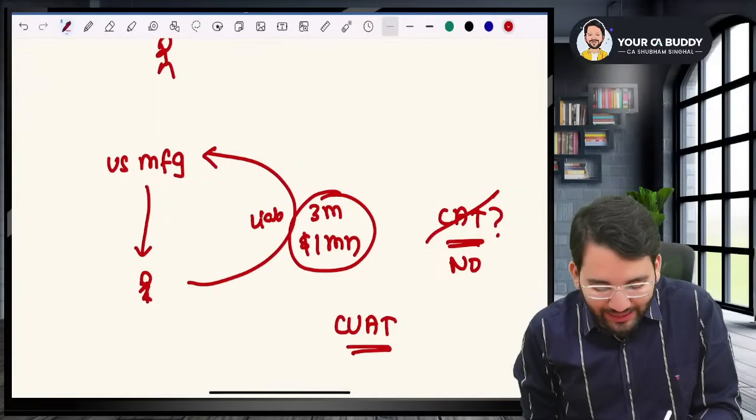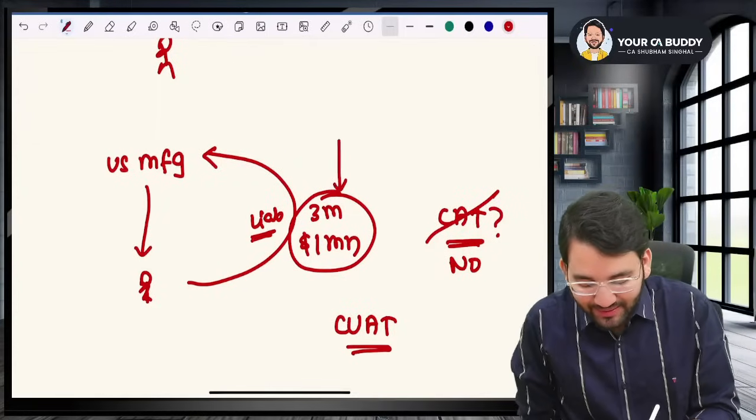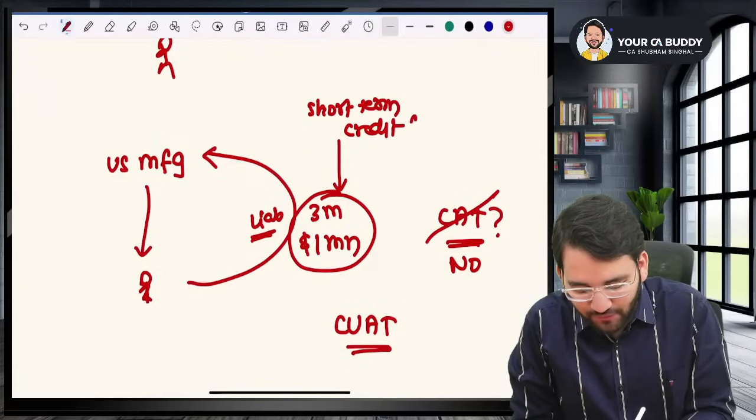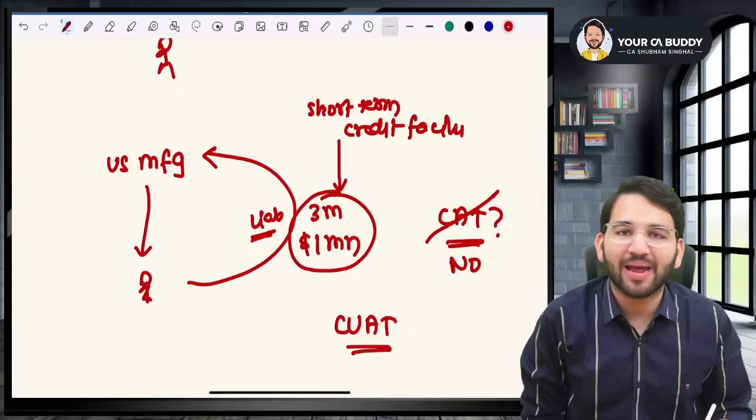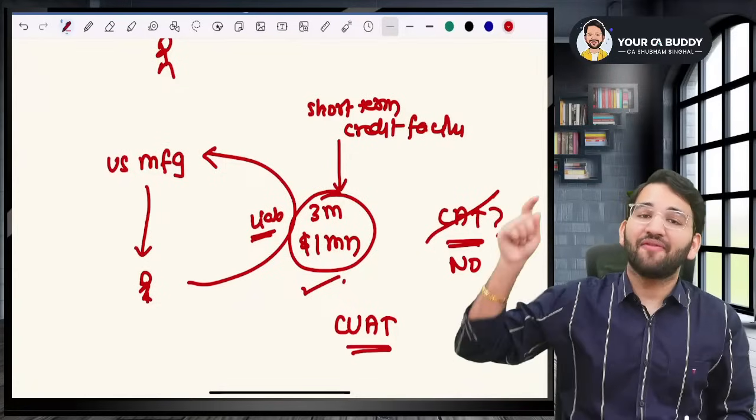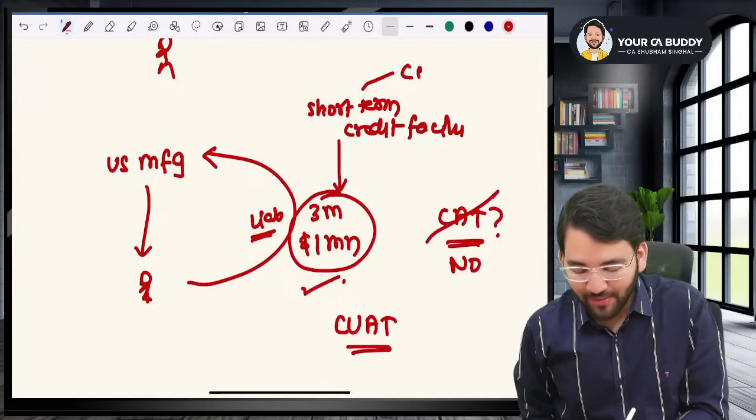No, my liability is getting created. No, but sir, this is a short term credit facility. It is not a long term liability. So law has clearly said that if it is a short term credit facility, we will call it a current account transaction.